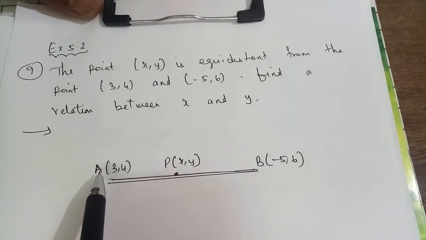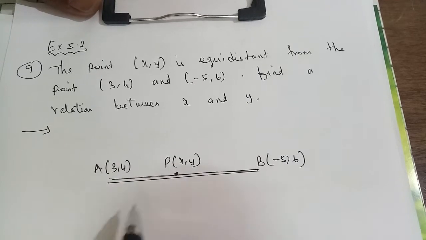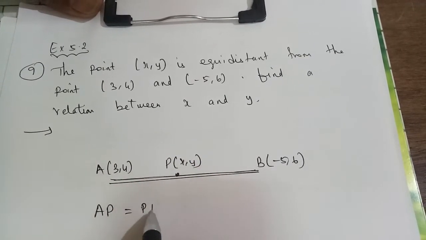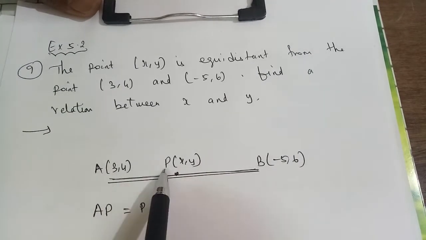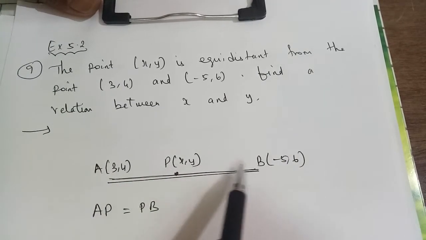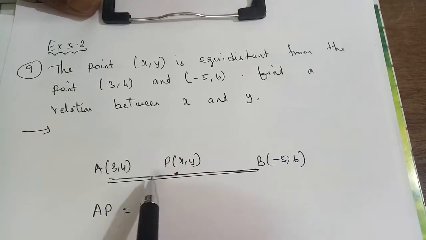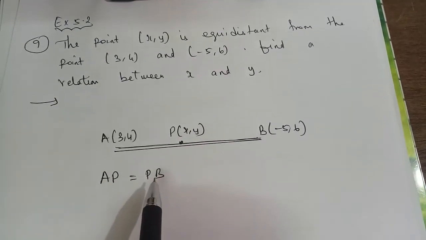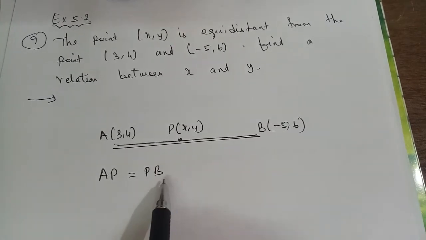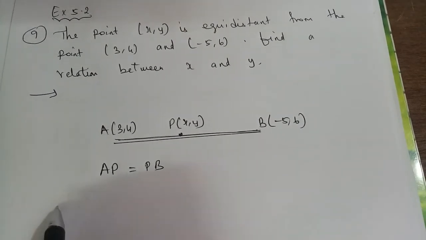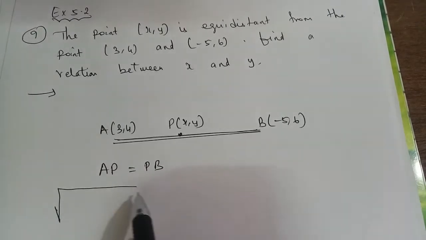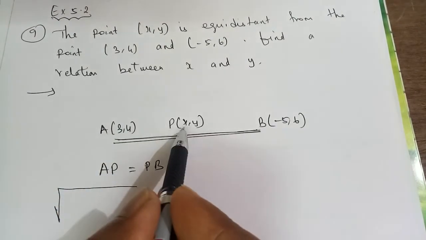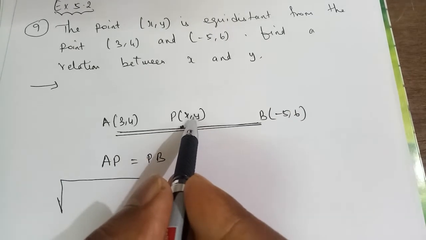So we'll take the distance formula for AP. From the question we can know that AP is equal to PB, because AP and PB have the same distance, both are equal. So we say AP is equal to PB. Now we need to take the distance formula for both AP and PB. For AP, we'll take this as (x1, y1) and this as (x2, y2). That is your wish.